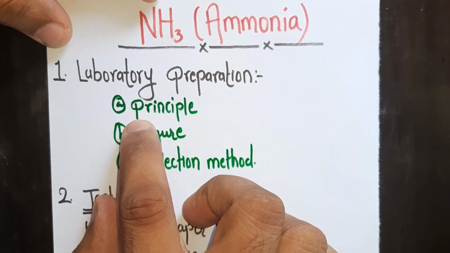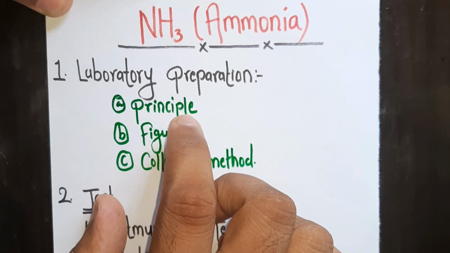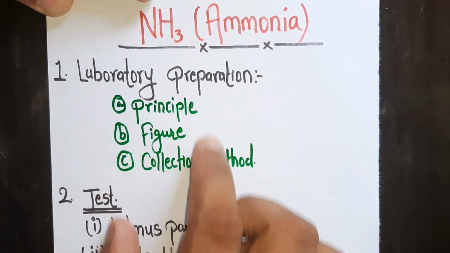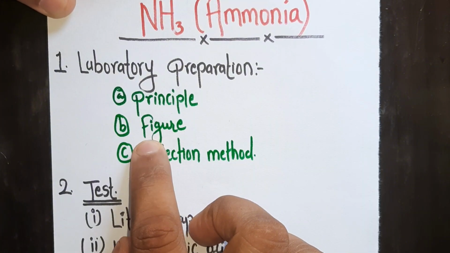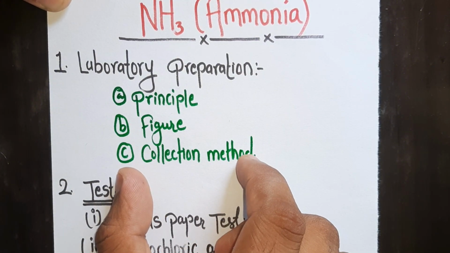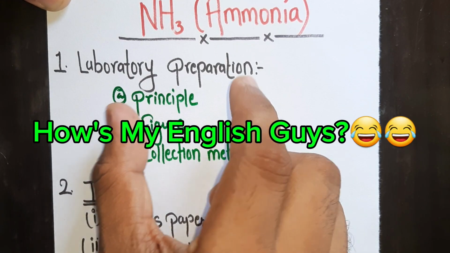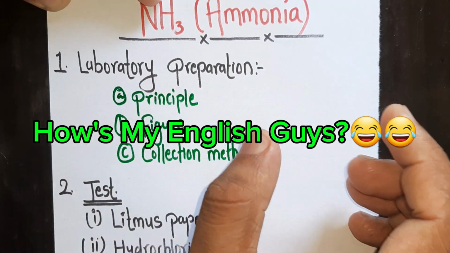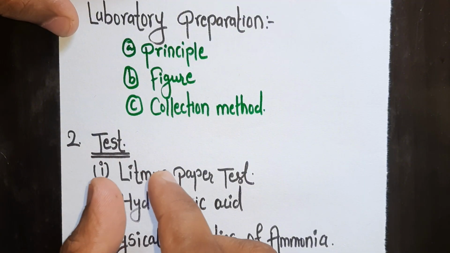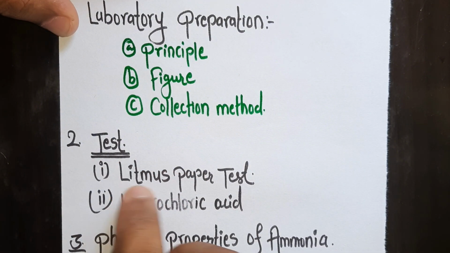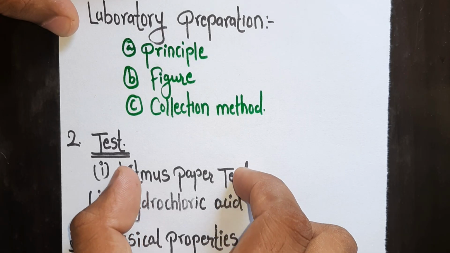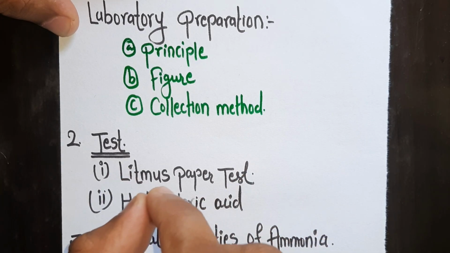Under this topic, we are going to deal with the principal chemical reaction. The question will be asked like, what is the principal chemical reaction for laboratory preparation of ammonia gas? Also the figure of ammonia gas and the collection method, how ammonia gas is collected during the laboratory preparation. Now, moving further, the test, how ammonia gas will be tested. There are two methods, the litmus paper test and the hydrochloric acid test.